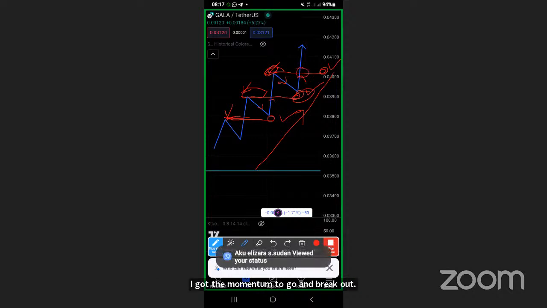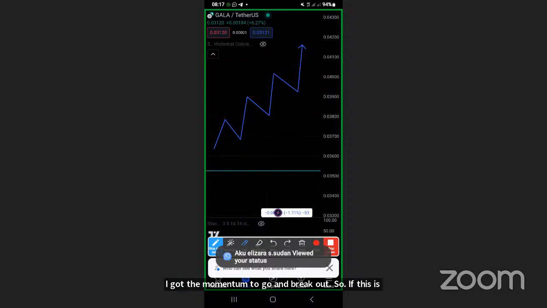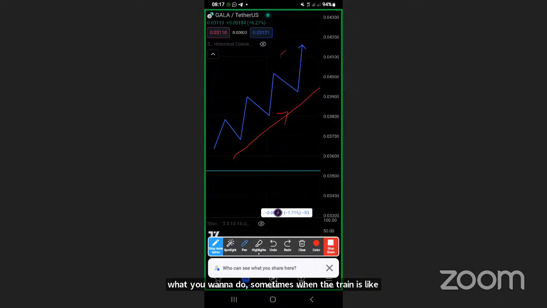So if this is what you want to do, sometimes when the trend is moving like this, you may not know how far this trend is going to continue or how far the market price is going to continue rising. You're not really very sure. But at the same time, you just don't want to look at the market price rising. Sometimes you do want to take some action. You would want to take some money from the market. You want to take off some profit along the trend, right?